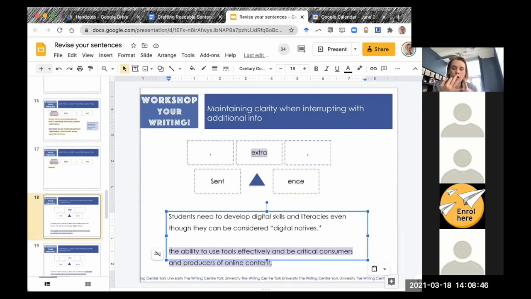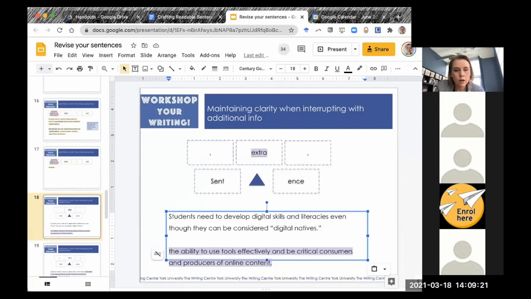Does it have a who, a did, and a what? For the most part, yes. So all you need to do is check, does it have a who, a did, and a what? What's the who? Students. What's the did? Need to. Right. Students are who, need to is did, and the what is all the rest of the sentence. Develop digital skills and literacies, even though they, meaning students, can be considered digital natives.